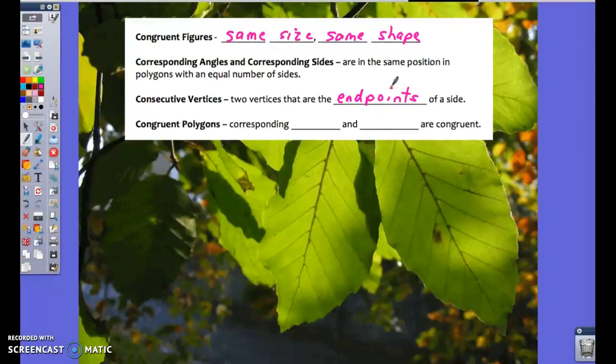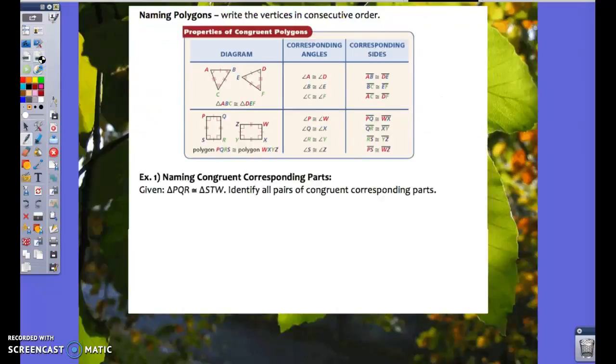And then with congruent polygons, corresponding angles are congruent. Remember, corresponding simply means the ones that match up, and the corresponding sides are also congruent. So, with that in mind, we're going to talk about naming polygons here. What you do is you simply write the vertices in consecutive order. And I'll show you what I mean by that. There's a couple examples, but I think doing example one will help clarify things right off the bat.